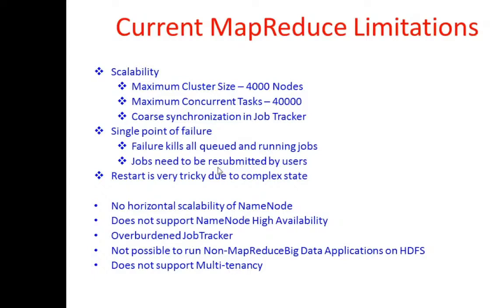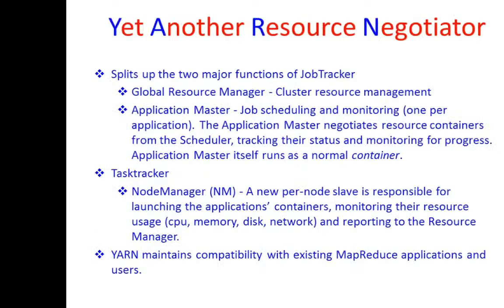So to handle all of these issues, they reinvented the architecture of the way data should get processed, and they came up with this concept of yet another resource negotiator. So YARN, this YARN is yet another resource negotiator. So what they are saying is, okay, job tracker was overburdened. So what I'm going to do is split the responsibility of the job tracker into two separate processes.